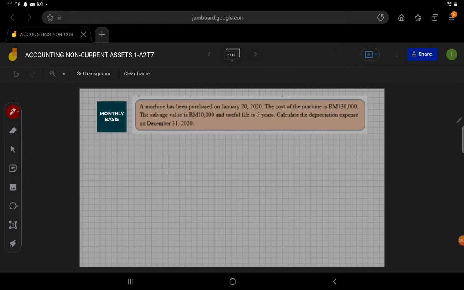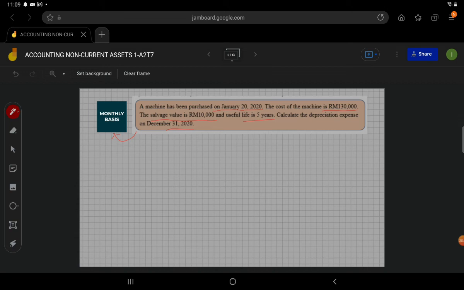And now, we look at the monthly basis. Kalau digunakan monthly basis, so macam mana kita nak calculate the depreciation expense? Okay. Bila monthly basis, soalan yang sama, dia beli on January 20, 2020. Okay, the cost of machine dah ada. The salvage value pun ada. Useful life pun ada. Dia suruh kita calculate depreciation expense on December 31st, 2020 using monthly basis. So, kena faham bila monthly basis macam mana.